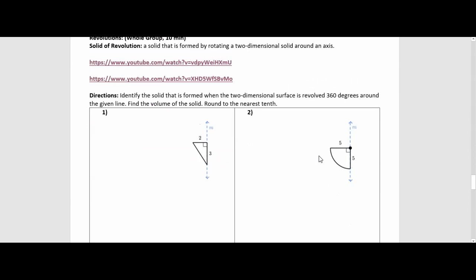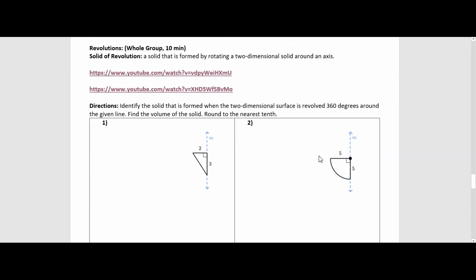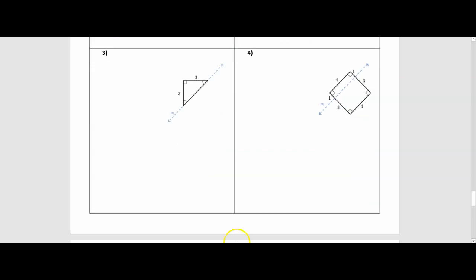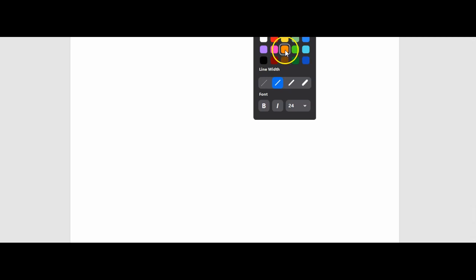We are going to talk about revolutions, specifically solids of revolution. And I'm actually not going to do these problems for you either. I'm going to create some new problems for you, so I don't necessarily waste the ones in your packet.